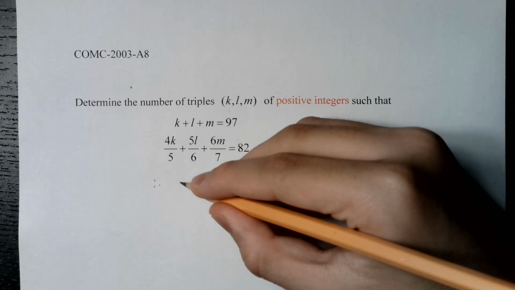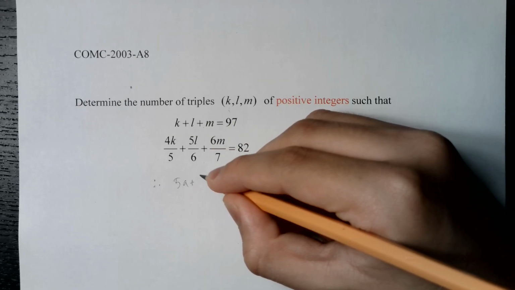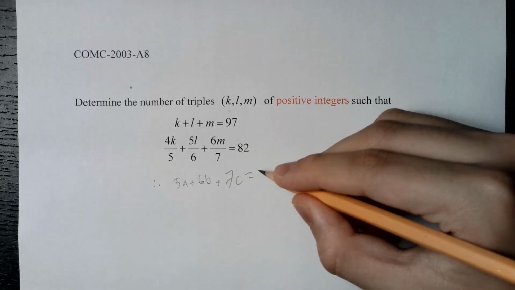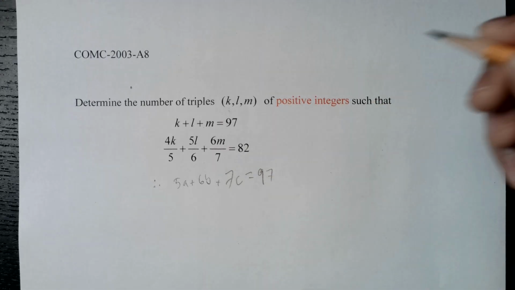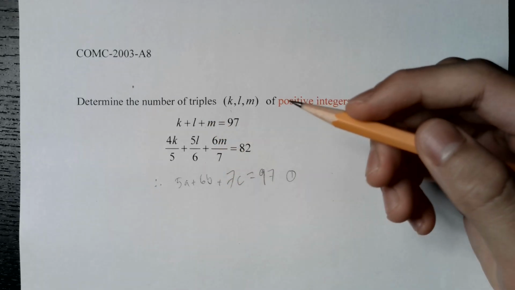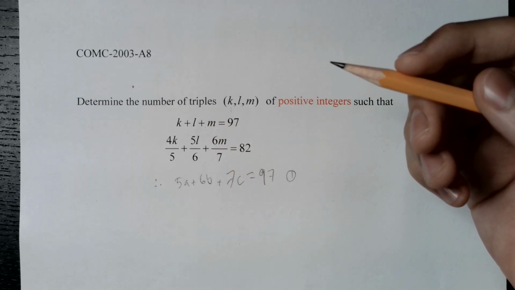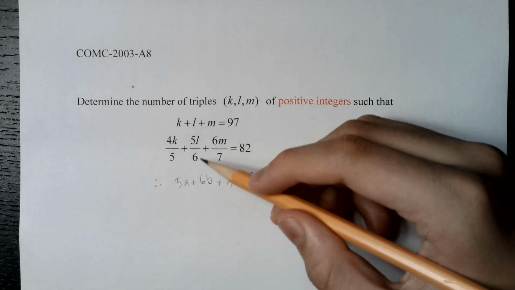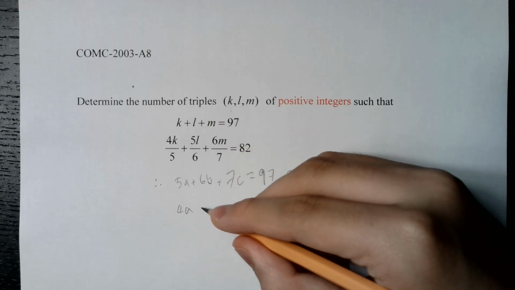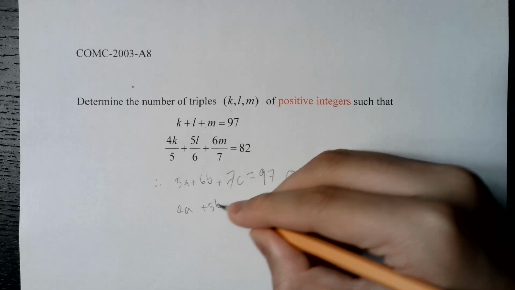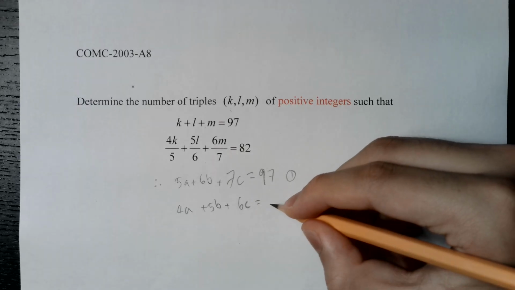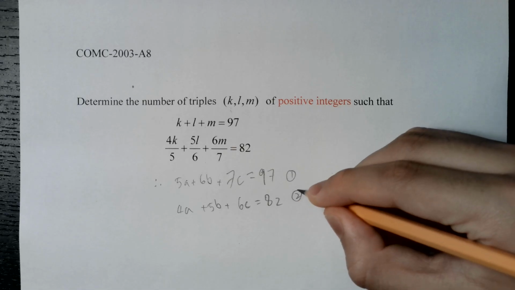So 5a plus 6b plus 7c is going to be equal to 97. We'll label this as our first equation. Now we're going to rewrite this by plugging in the fact that k is equal to 5a, l is equal to 6b, and m is equal to 7c. Plugging that in, we get 4a plus 5b plus 6c is equal to 82, and we'll label this as equation number 2.